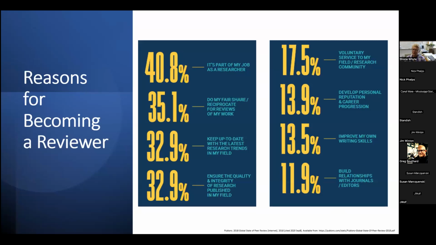Reasons for becoming reviewers are pretty consistent. There are lots of surveys on this. This is a Publons 2018 survey. Number one is they feel that it's part of their job as a researcher, part of their scholarly endeavor, that they want to reciprocate what could then be their requirement. Most reviewers are researchers themselves, and they have to submit their publications, and their peers then review their work. So those are the two main.